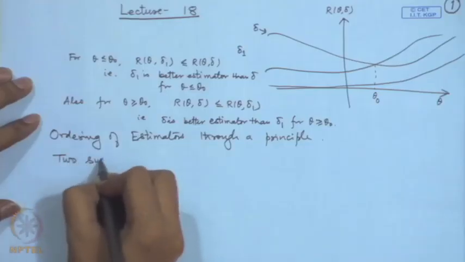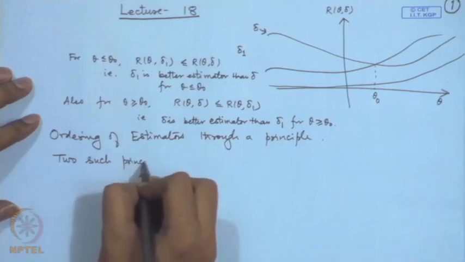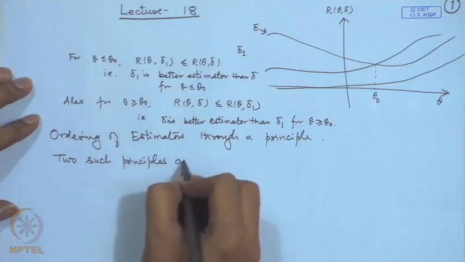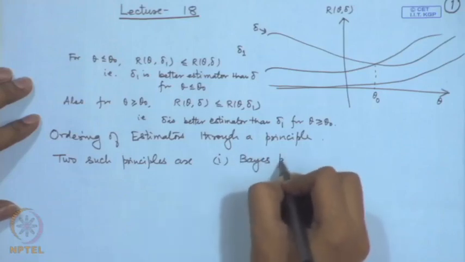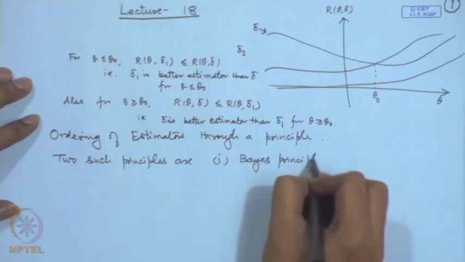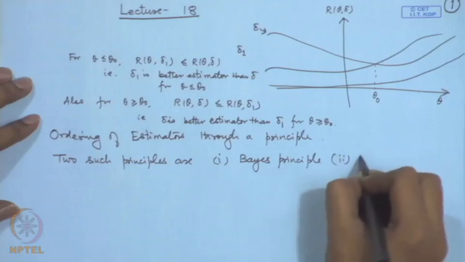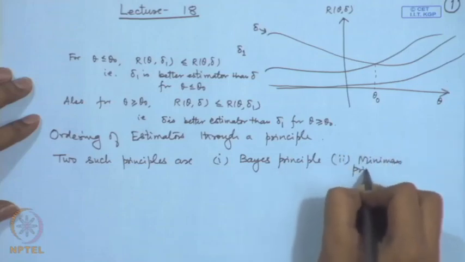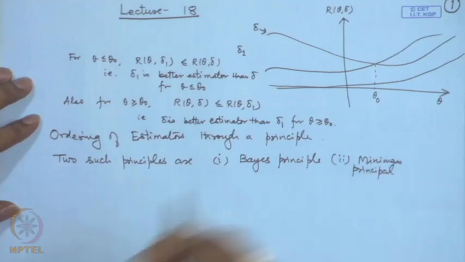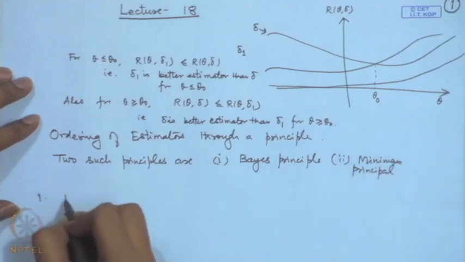So, in that case, there are two important principles. Two such principles are: one is called the Bayes principle and the second one is called the Minimax principle. Let us consider the Bayes principle.